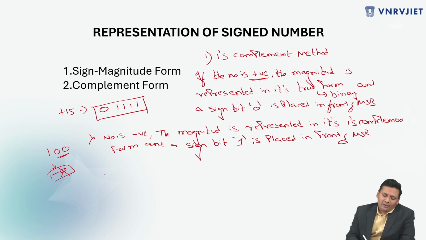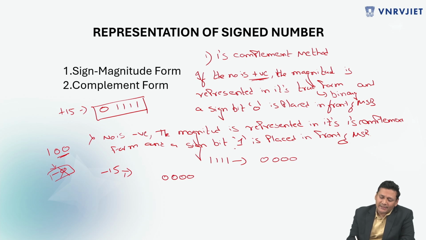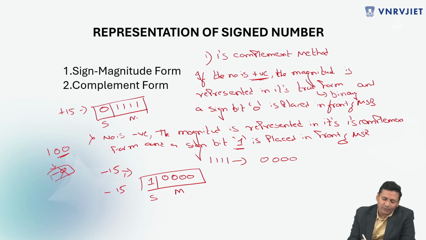Let us check. I want to represent minus 15. So what is the method? To represent a negative number, the magnitude is represented in its ones complement form. The magnitude of 15 is 1, 1, 1, 1. What will be its ones complement? 0, 0, 0, 0, right? So to represent minus 15, the magnitude will be 0, 0, 0, 0, and we have to place a sign bit 1 in front of the MSB. Clear? So this is my minus 15. Here this will be the sign and this will be the magnitude.